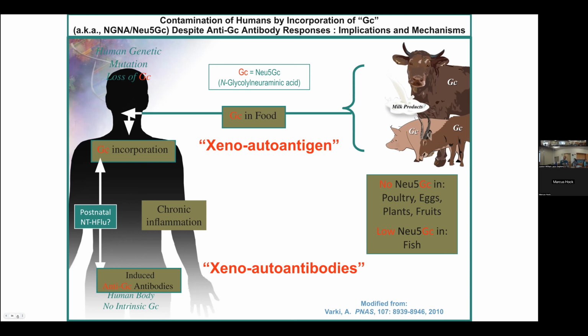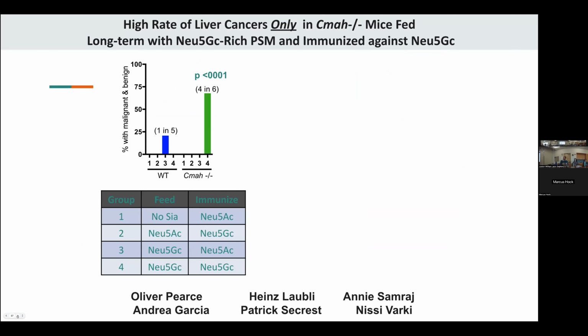So the antibodies to that are xeno-autoantibodies, which results in a condition, low-grade chronic inflammation, known as xenosialitis. Importantly, this is not found in reptiles, so chicken, poultry, and all sialic acids are completely absent in plants and fruits and veggies.